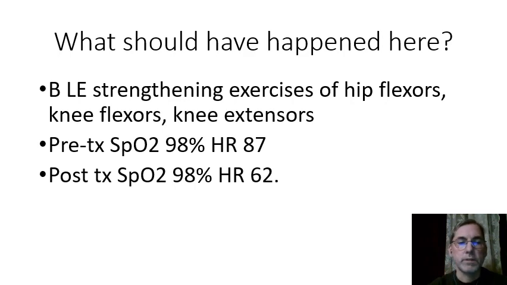So the therapist got through the exercises, which I'm not going to go into elaboration here, and the post-treatment O2 saturation was 98%. Now that's good. That's staying in normal range. That's what we would expect from a proper exercise activity tolerance. But then we see the heart rate is 62 beats per minute. And this is where the therapist left it. This is what was documented.